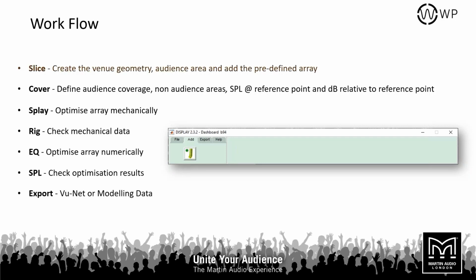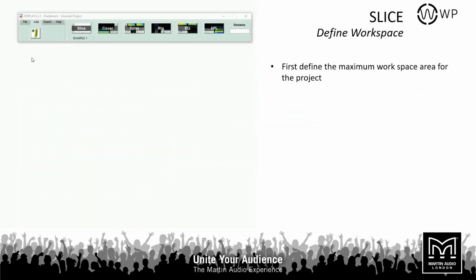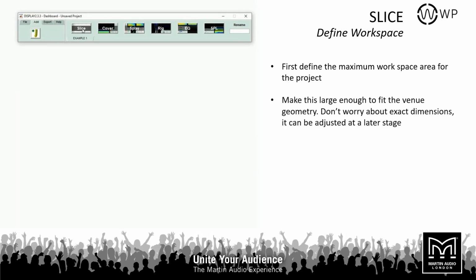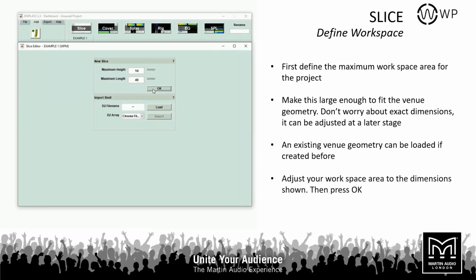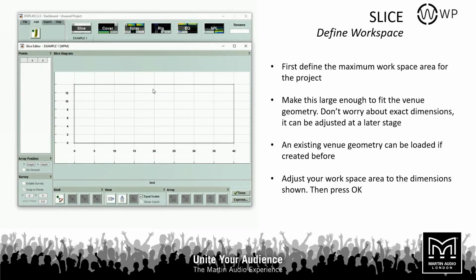Now we're going to come to the first part of the software, which is our slice. And here we're going to create the venue geometry, add an audience area, and add the array we've just defined. So first of all, simply click on the little button along the top to open up a window. And here we can define our maximum working height and length. Make this large enough to fit the geometry, and we don't need to worry about exact dimensions because we can adjust this at a later stage. It's also worth mentioning that we can load in a pre-drawn room from that screen as well.